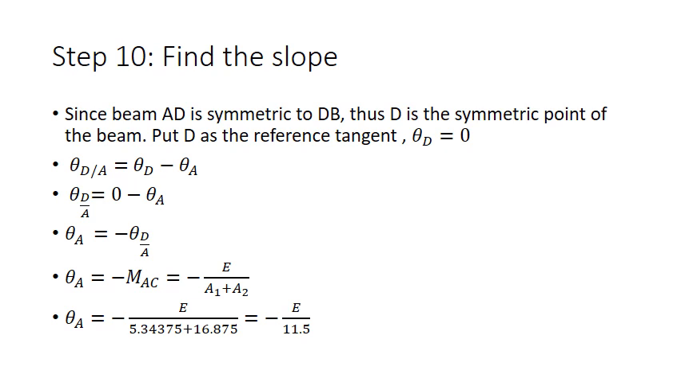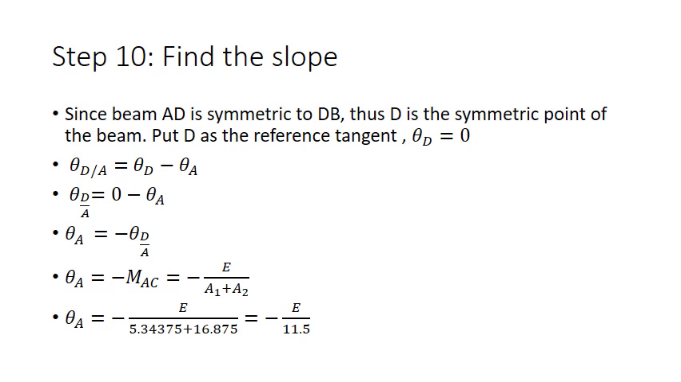So step 10 is to find the slope using the first moment area theorem. Since beam AD is symmetric to the beam DB, we put D as the reference tangent because it's a symmetric point. So the slope D will be equal to 0.